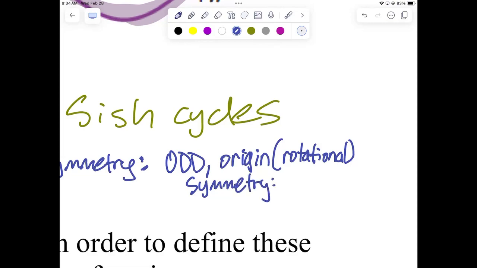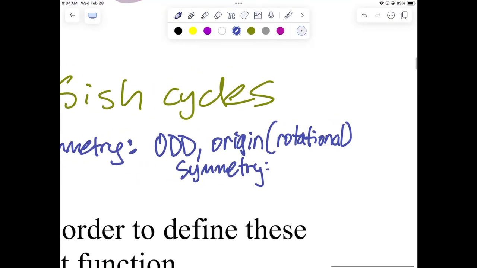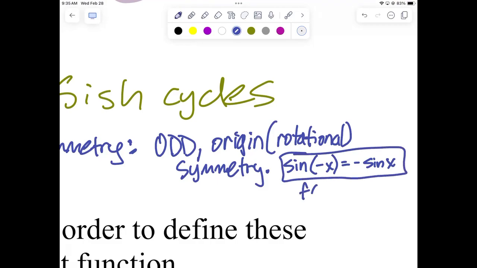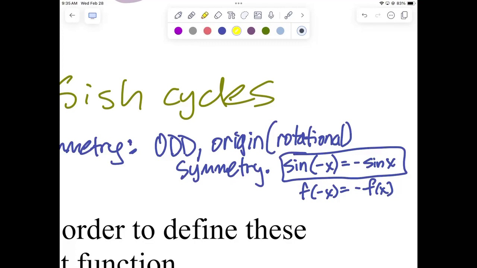Now, remember the implication of that. It means that sine of negative x is equal to negative sine of positive x. That's the definition of an odd function. f of negative x equals the opposite of f of positive x. That's a very important thing to consider when we start doing transformations. The fact that sine is an odd function. Sine of a negative angle is the opposite of sine of a positive angle.